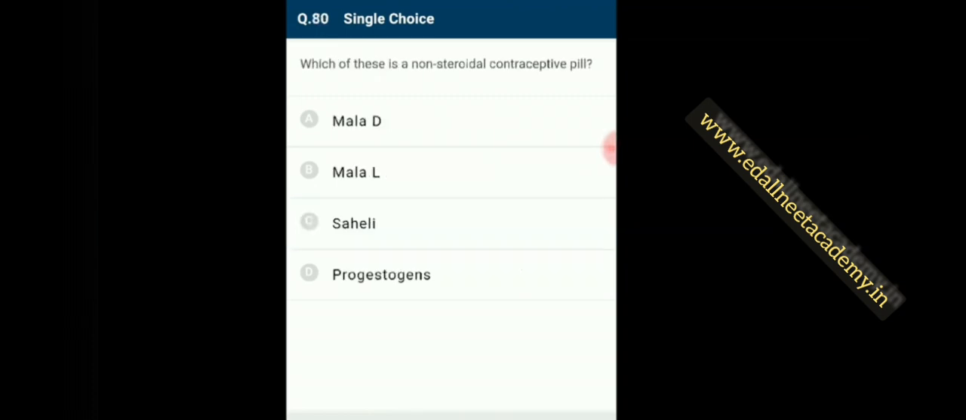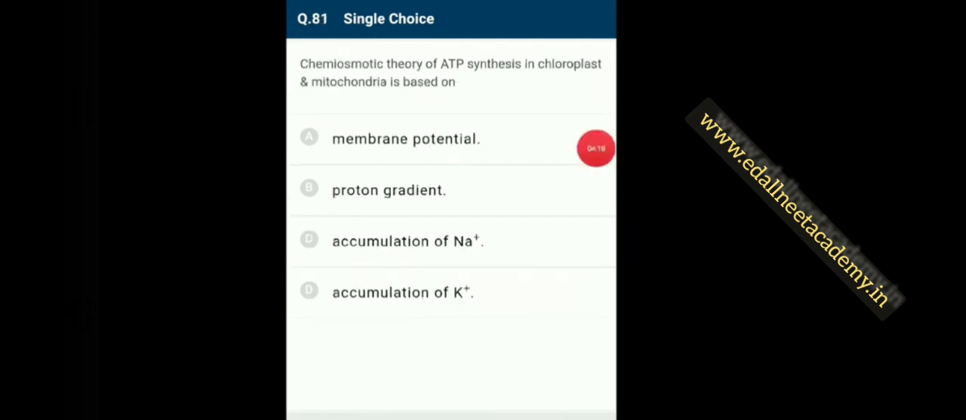Question number 80. Which of these is a non-steroidal contraceptive pill? Ormeloxifene, or centchroman, is a selective estrogen receptor modulator. It is a non-steroidal oral contraceptive pill to be consumed once a week. It was developed by the Central Drug Research Institute in Lucknow, India. So the answer is option C, Saheli. Question 81.